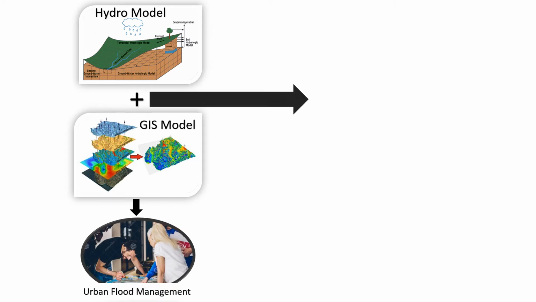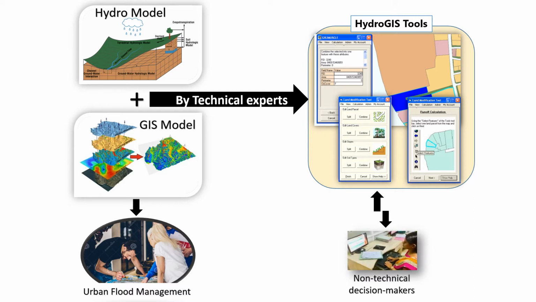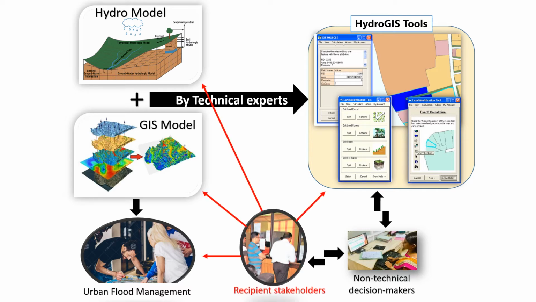For that, combining hydro models and GIS models, it develops HydroGIS tools. Basically, those are developed by technical experts and used by non-technical decision-makers. Meantime, serious discussions are being held to integrate the recipient stakeholders in the flood management decision-making process. But in the current HydroGIS tool development processes, such concerns are not adequately considered and are not well integrated. Further, it found that no guidelines exist to describe how to integrate recipients into the HydroGIS tools.